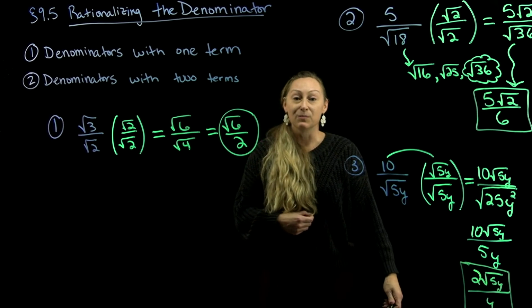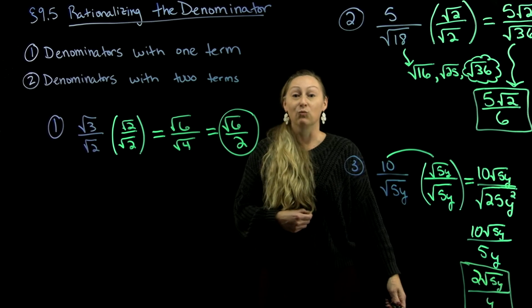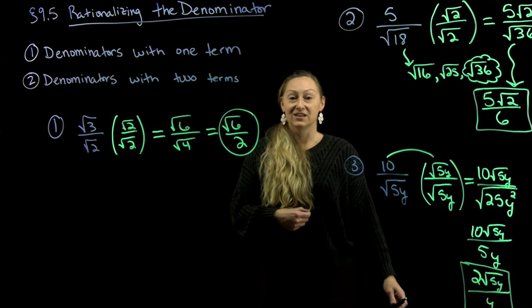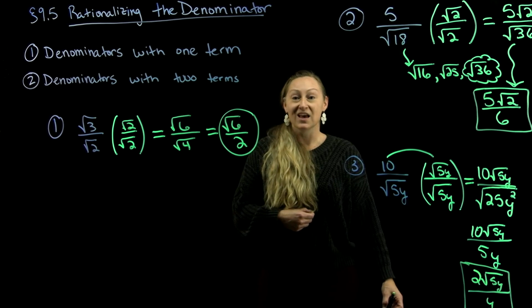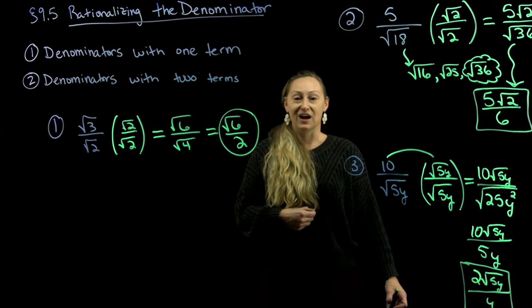So here are some examples of how to rationalize the denominator with one term in the denominator. And in future videos, we'll talk about more complicated examples that have two terms in their denominator.